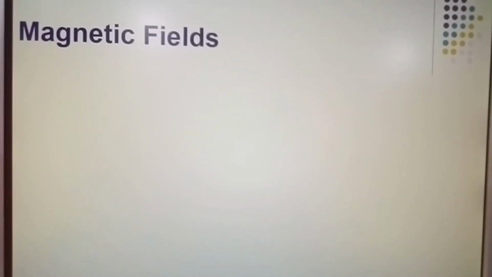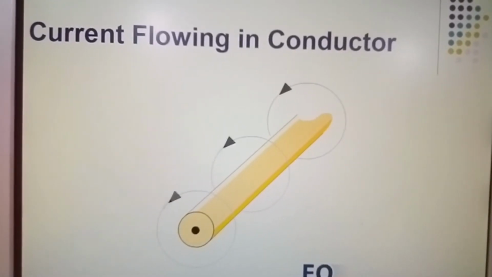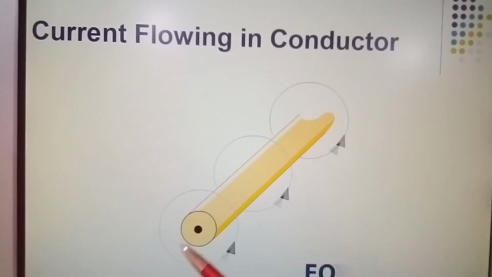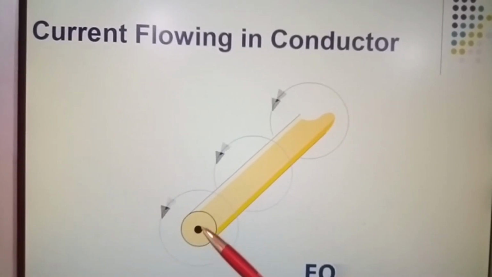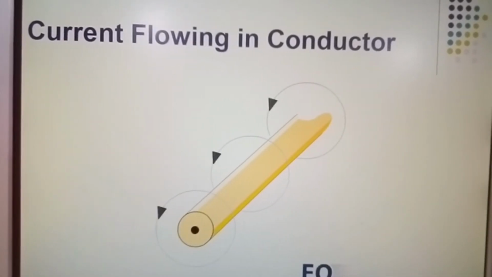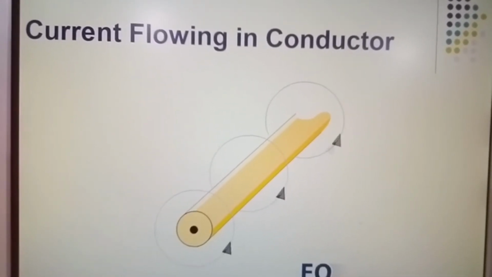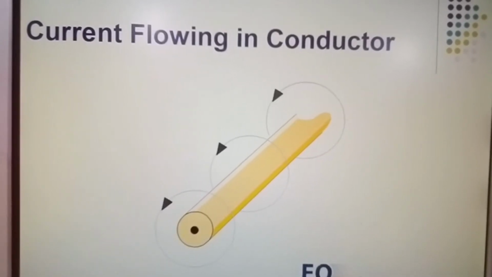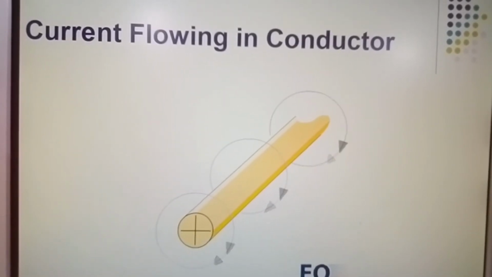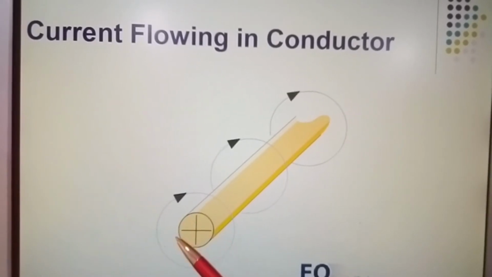We're still looking at magnetic fields, and here we have current flowing in the conductor. Here we have the current flowing towards you. Imagine this to be the tip of an arrow, and the current is flowing towards you. When current is flowing towards you, it flows in an anti-clockwise direction, and that is important to understand. When it's flowing away from you, it will flow in a clockwise direction. And here we have our arrows telling us what direction it is.